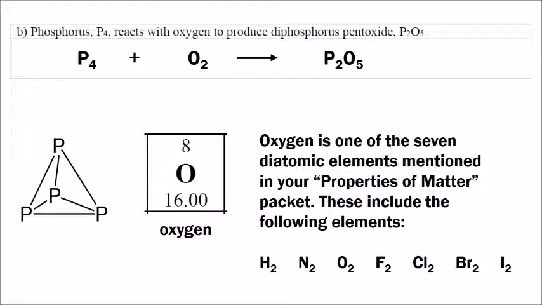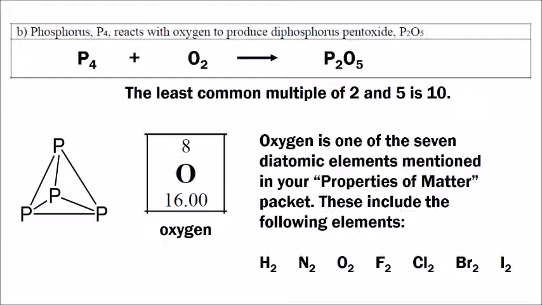So we're going to use coefficients based on the fact that the least common multiple of 2 and 5 is 10. So we have 10 oxygens on the left, and now we have 10 oxygens on the right. This also gives us 4 atoms of phosphorus, so the equation is balanced.